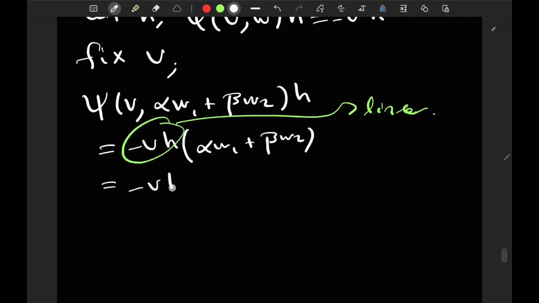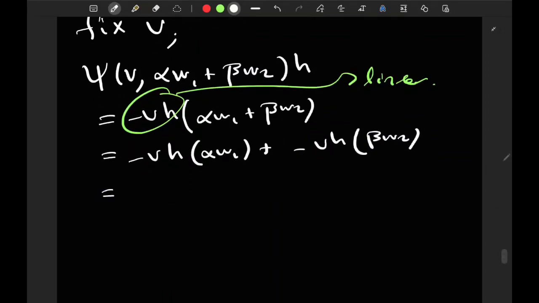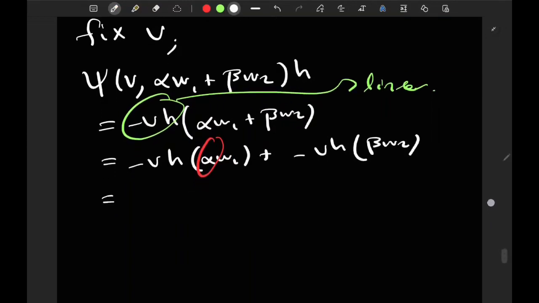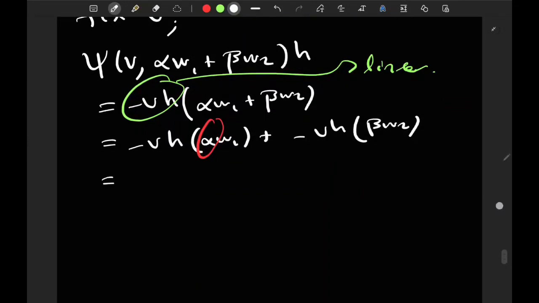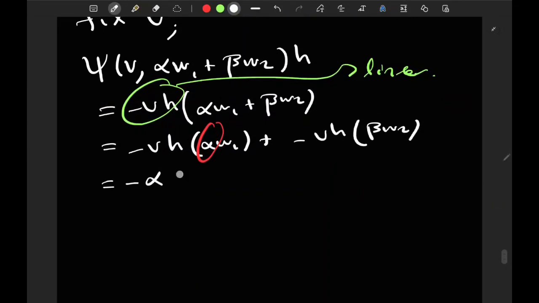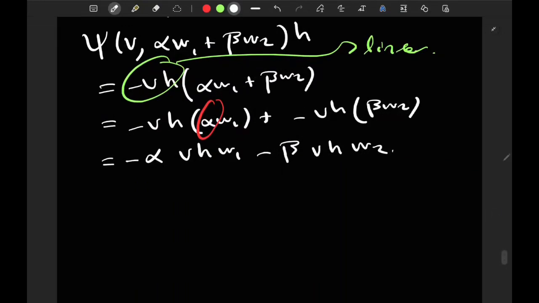It's just minus v h alpha w1 plus minus v h beta w2. Okay, and this alpha is just a scalar, right? Take it outside, because composition is a multilinear map. So you get minus alpha v h w1 minus beta v h w2. Okay, and well, this is nothing but psi of, well, let's write it like this.